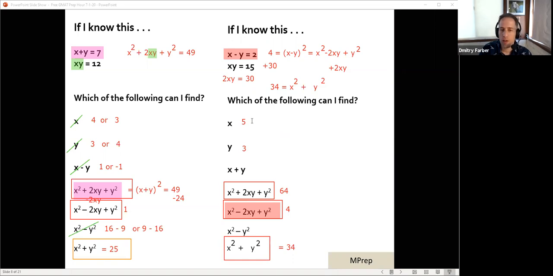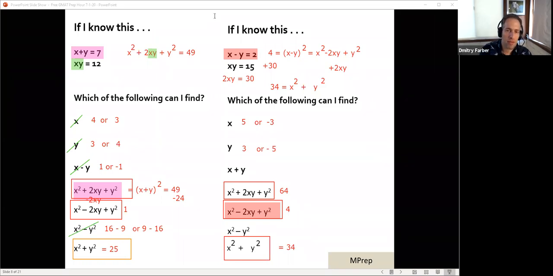Yeah, they're either both positive or both negative because their product is positive, but we don't know which one we have. And so if they're negative, which one would be x? X has to be the bigger of the two, right? So what would that be? Careful, -5 is smaller than -3. So x would have to be -3, and y would have to be -5.